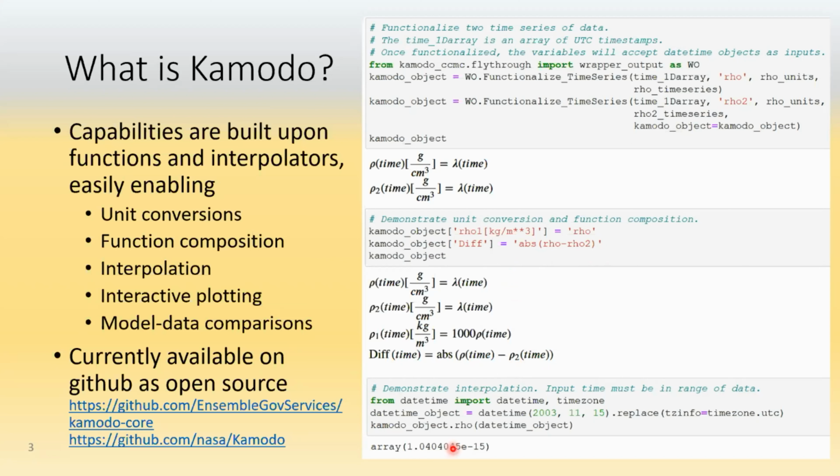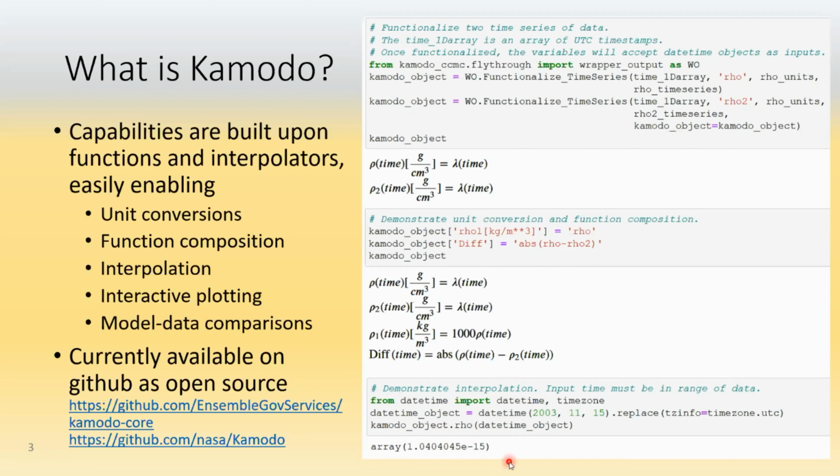And you can also have very simple access through interpolation, where you simply, in this case, enter a datetime object, telling it what time it is, what day it is, and you can get the interpolated value for density at that time. Quite simply, there you go.